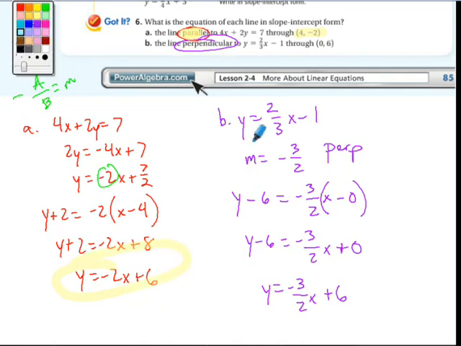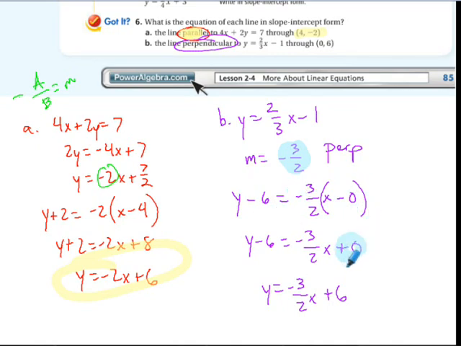Same thing, but different. Over here, I have this line. It's perpendicular, so I know that the perpendicular slope is -3/2. I set it up in point slope form. I distribute anything times 0 is 0. I add my 6 to the other side, and there's my answer.